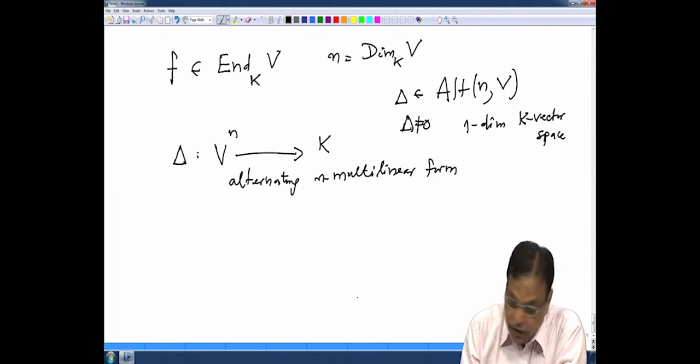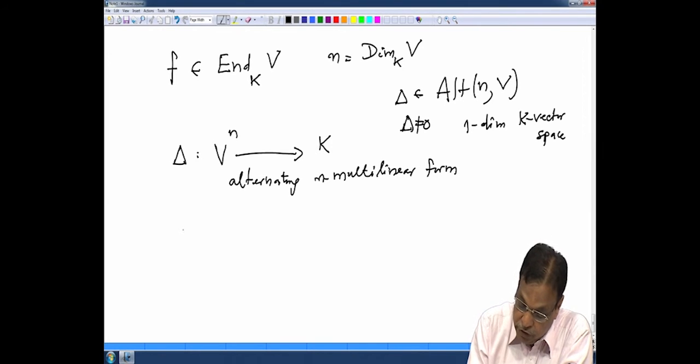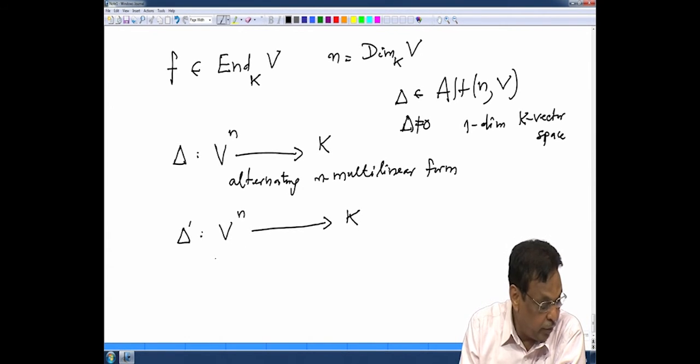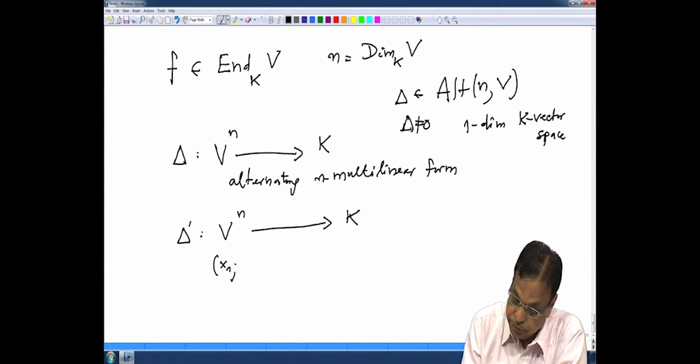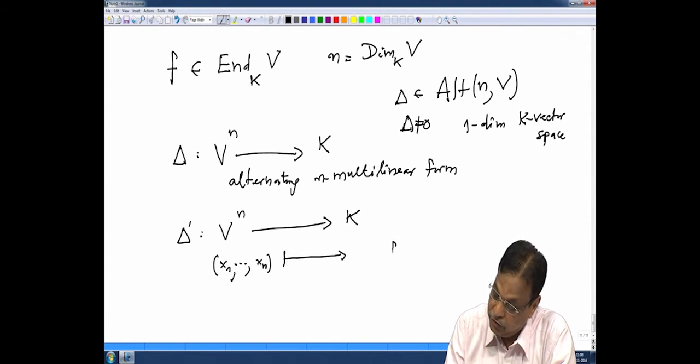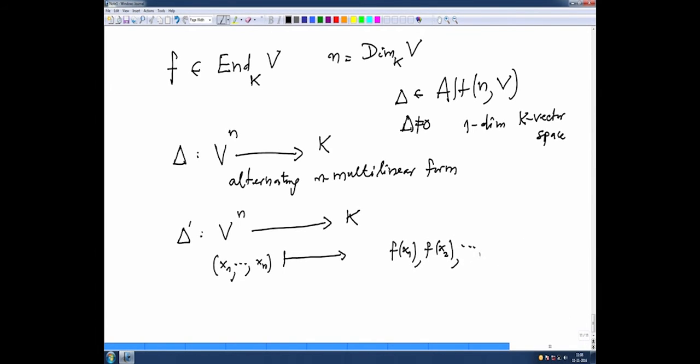So, I am defining now a new alternating form which I will call delta prime, which is again from V^n to K. And what do I need to define? I need to define it on any tuple x1 to xn. First, you apply f to these vectors, they are vectors in V. So, I will apply f first, that is, I will consider f(x1), f(x2) up to f(xn). This is now the new n-tuple, and I apply this given delta to that. So, I will get a scalar.